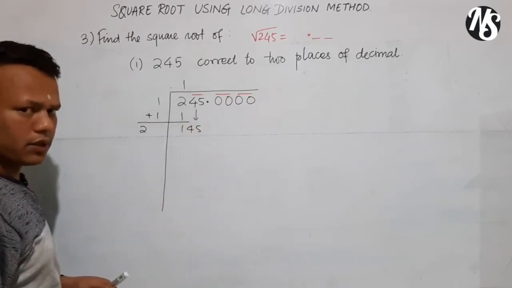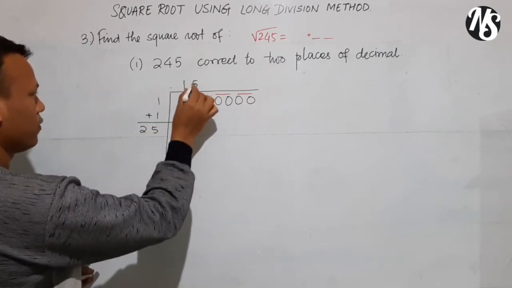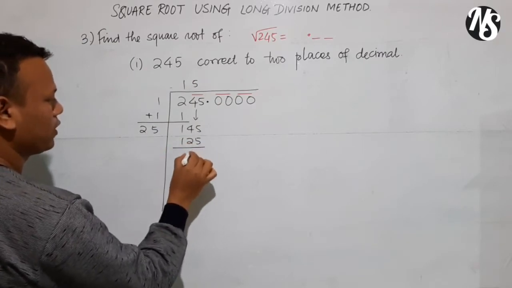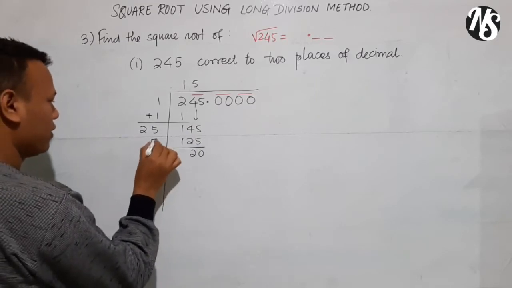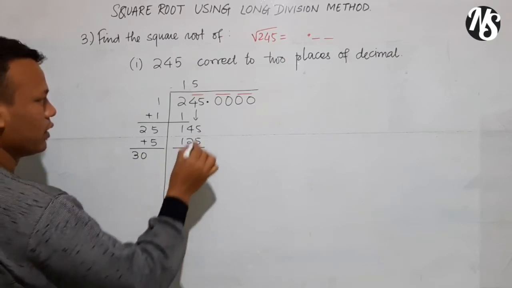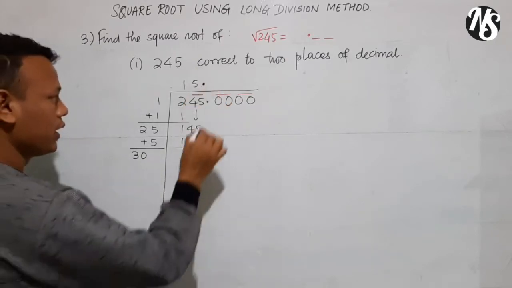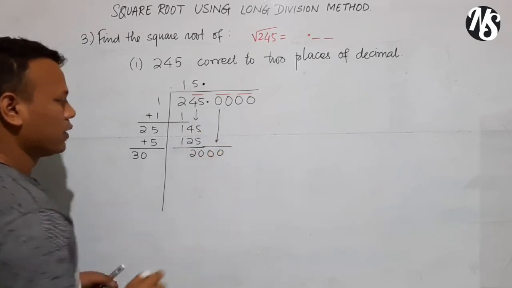So how many times? Let's see, 5 times. 5 into 25 becomes 125. When you subtract you get 20 here. Add 5 here, so when you add 5 you get 30, isn't it? Now we have reached the decimal, so that's why we put a decimal out here, and these 2 zeros come down, so you get 2000.